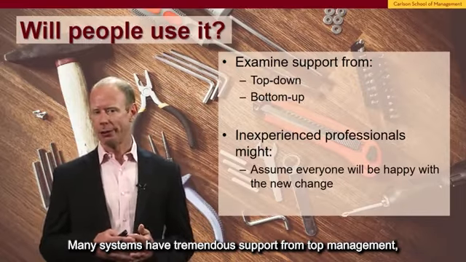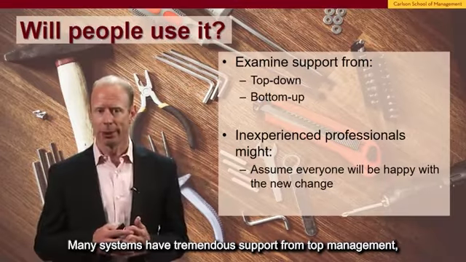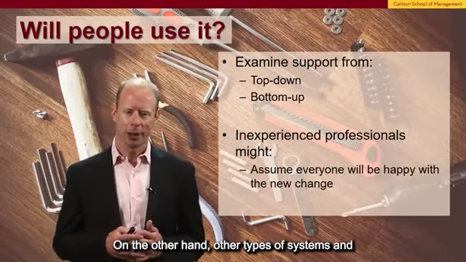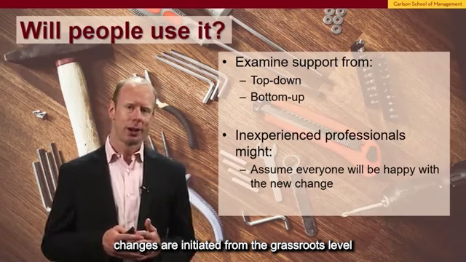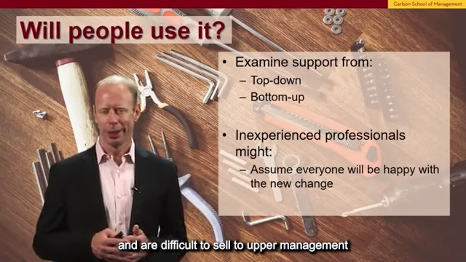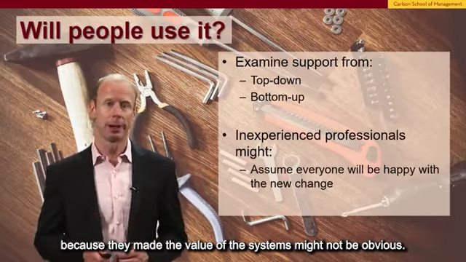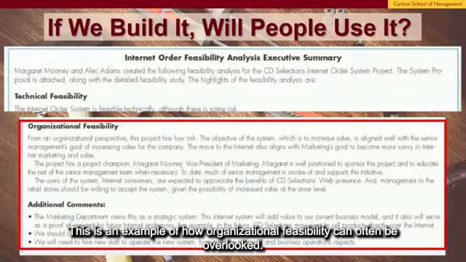Many systems have tremendous support from top management, but are resisted at the grassroots level. On the other hand, other types of systems and changes are initiated from the grassroots level and are difficult to sell to upper management because the value of the systems might not be obvious. This is an example of how organizational feasibility can often be overlooked.